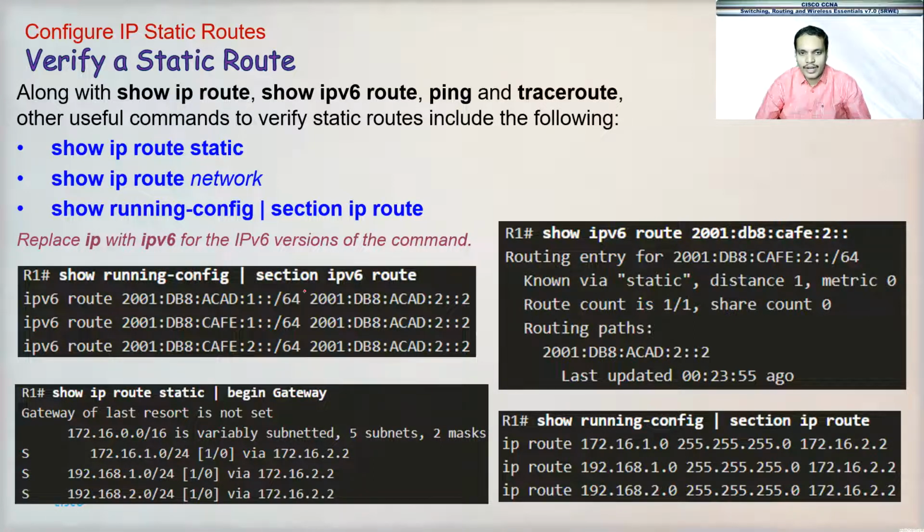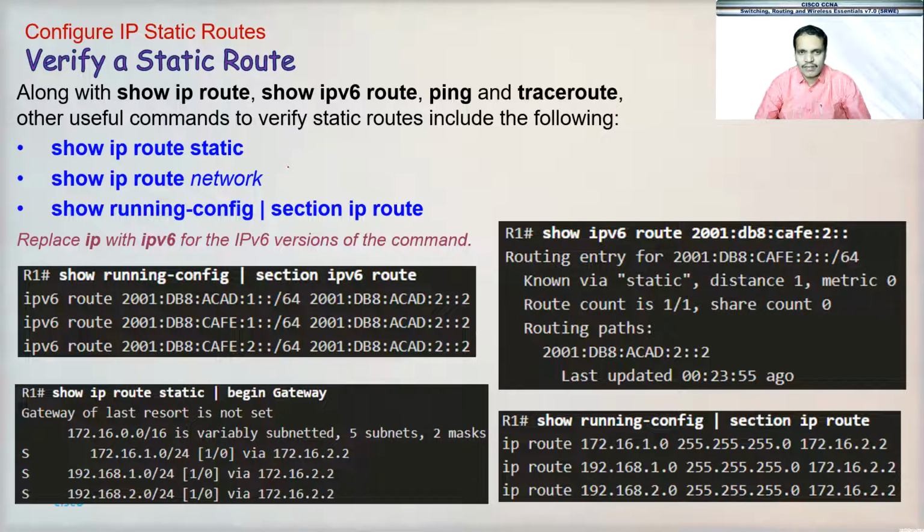Similarly, show running-config | section ipv6 route. If I want to see whether I entered the addresses without any errors or not, I can use show running-config | section ip route. This is for IPv4 addresses. Show ipv6 route shows me all the routes that are configured into your table. So these are the different show commands.